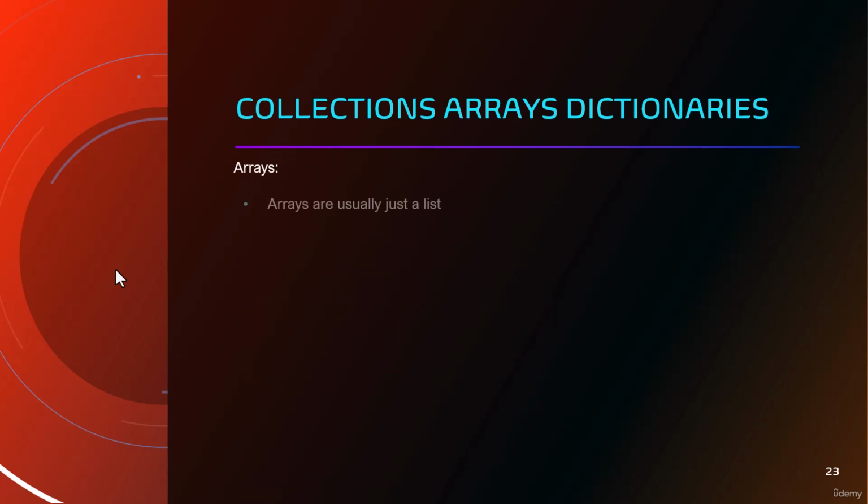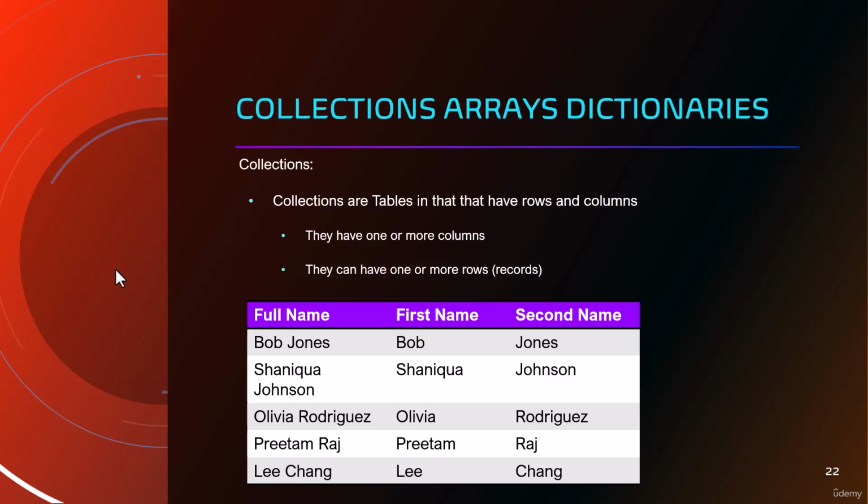Okay. Arrays are usually just a list. This is harder to describe and understand than what it actually and really is. Okay, so I'll try to simplify as much as I can. So arrays typically and almost always have a single column. Okay, so I'm going to go back a little bit in the presentation. That table right there, that is what's referred to as a multi-dimensional array.